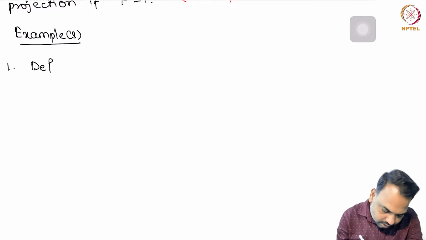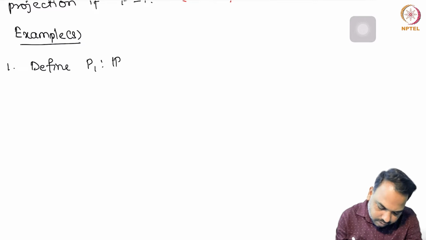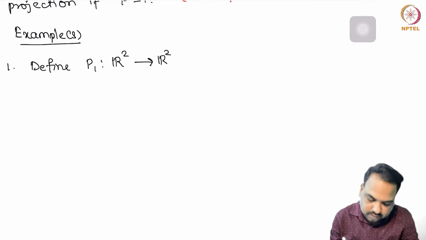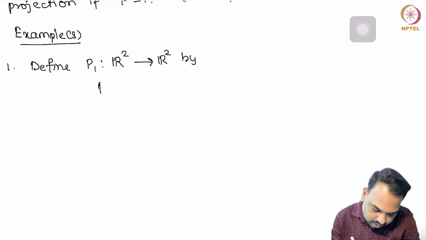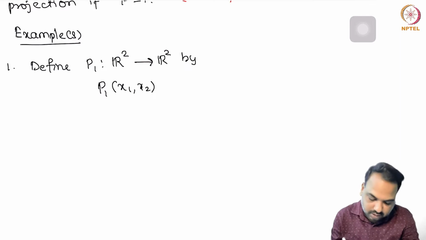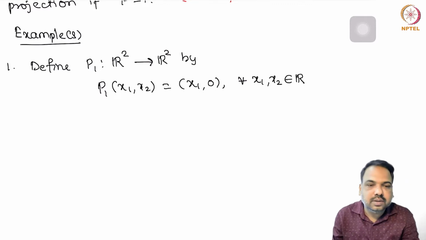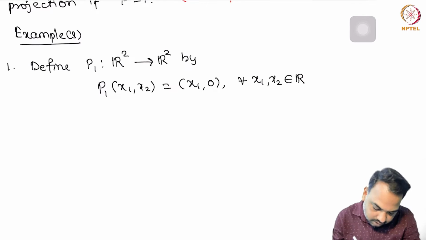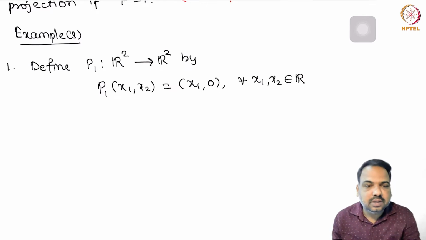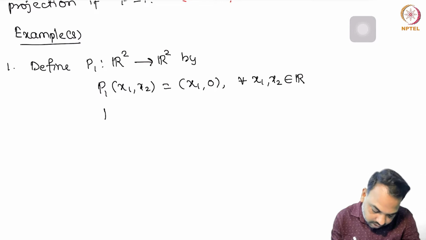So define P1 from R2 into R2 by P1 of (x1, x2) equals (x1, 0) for all x1, x2 in R. Then we can easily show that this is an idempotent, or a projection.